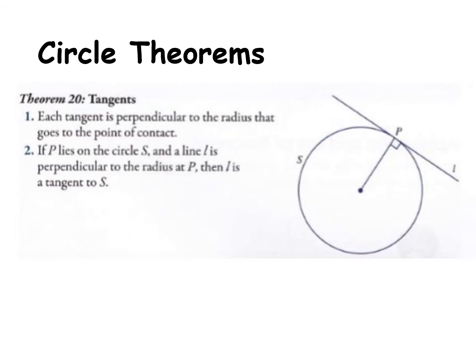So there are two main theorems and a corollary. So the first theorem is Theorem 20, which is about tangents, and it says each tangent is perpendicular to the radius that goes to the point of contact.